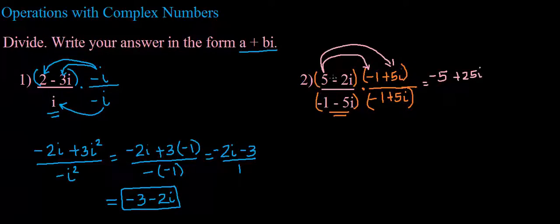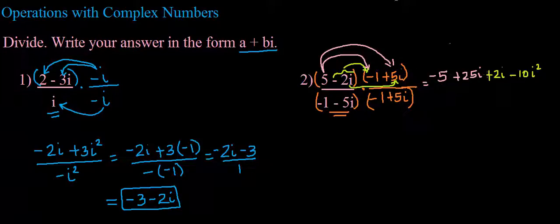And then I'm going to do negative 2, this piece here, times negative 1. That's going to give you positive 2i. And then you're going to do negative 2i times positive 5i, and that's going to give you negative 10i squared. We're done with the numerator.